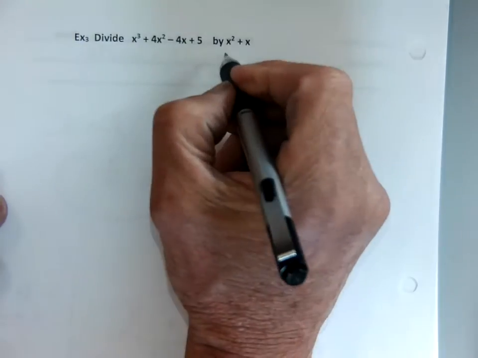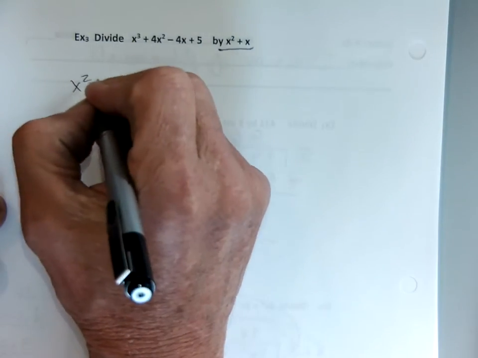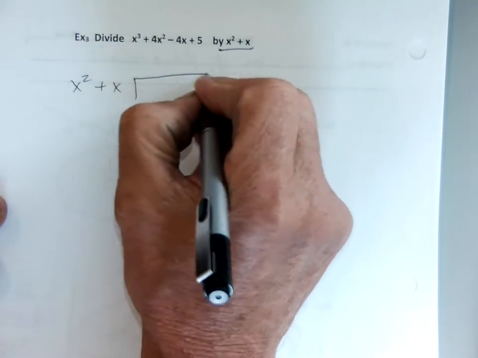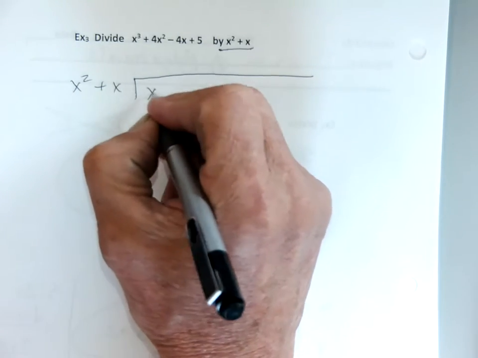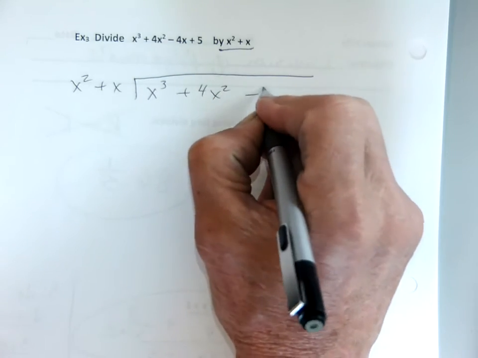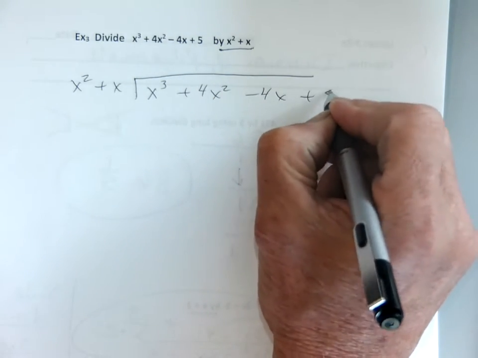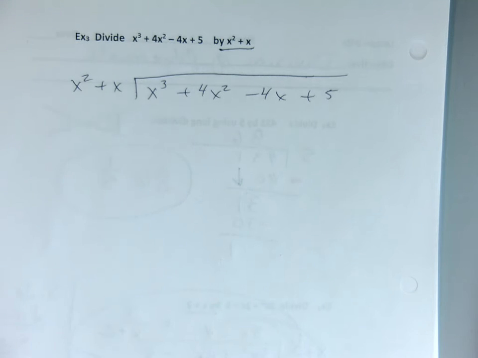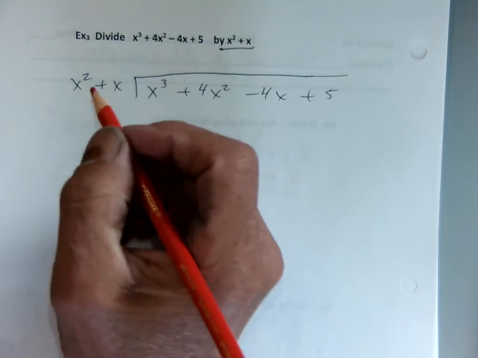Okay, example 3. So let's divide x squared plus x into x cubed plus 4x squared minus 4x plus 5. Okay? So the process is not that different than long division. It is long division, but with x's instead of numbers. So we're going to do the same process. All right? We are going to divide by the first term. We're going to divide by the x squared.